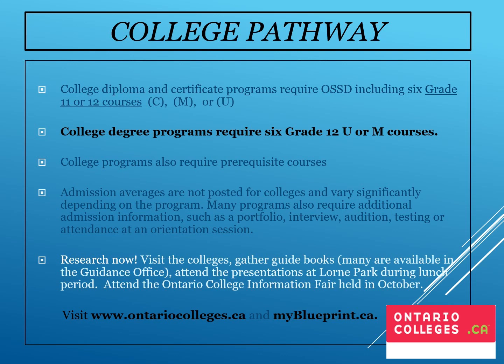If you're considering a college pathway, there's a number of things to keep in mind as well. So again, to apply to college, you do need to have your Ontario Secondary School Diploma, and you need, generally speaking, 6 grade 11 or grade 12 college coded, mixed coded, or university coded courses. If you are applying to a college degree, you do require 6 grade 12 U or M courses. Their diploma programs only look at C, M, and U coded courses, and again, they look at both grade 11 and 12 for that.